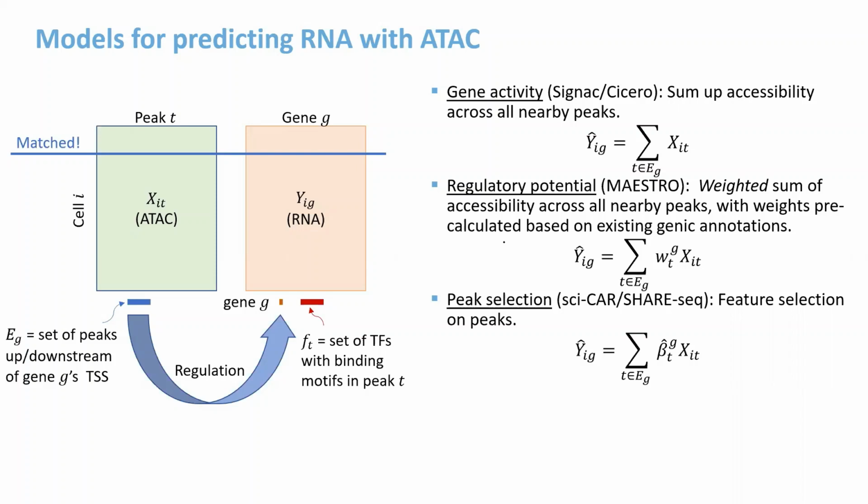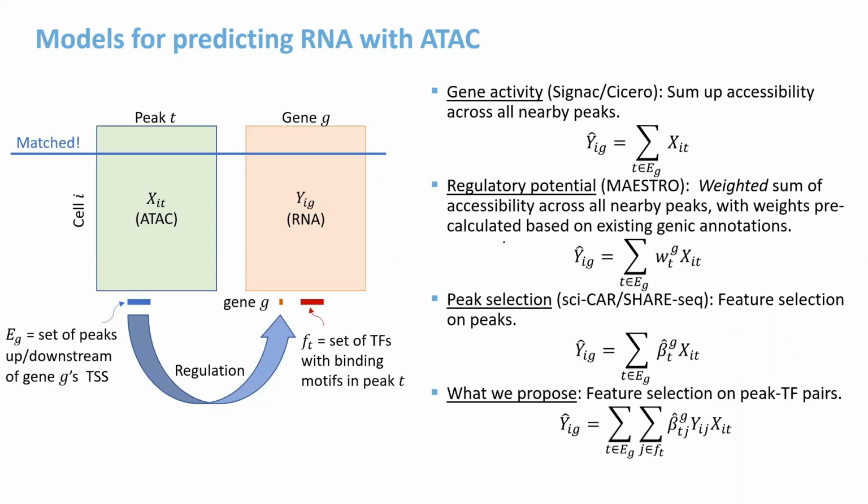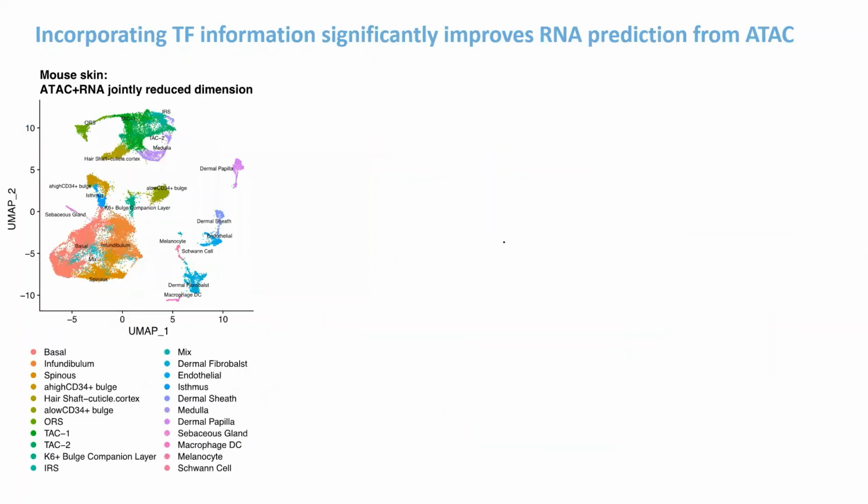And then what we propose is that instead of only using the peak accessibility as your features, we use a product of the peak as well as the TFs that we know have a binding motif in the peak. So in this case, you choose a different set of feature inputs, and you also do a lasso regression framework. And then it turns out that this actually significantly increased our prediction accuracy.